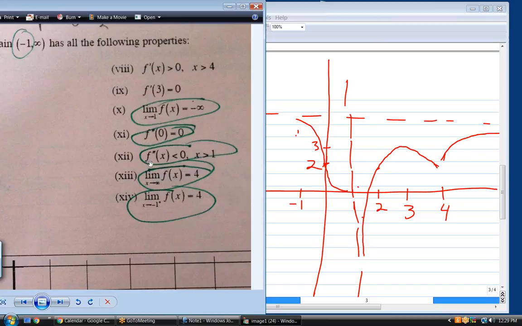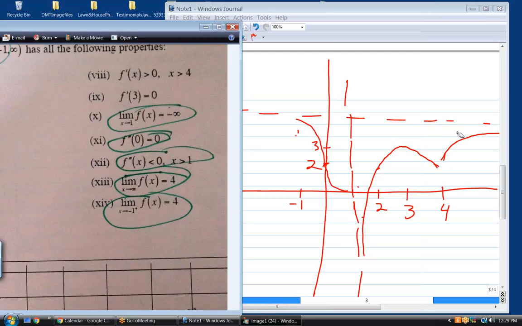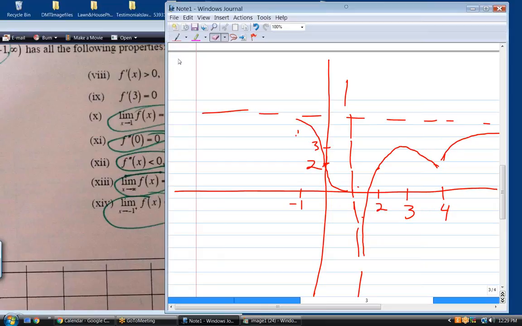We know that f of 4 is equal to 2. So we know that there is a point right there. But it could be a piecewise function, could it not? In other words, could it not be something like that? So that we don't have any concave up. In other words, we've got to be concave down everywhere to the right of 1.